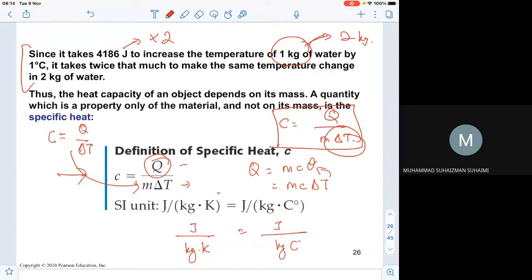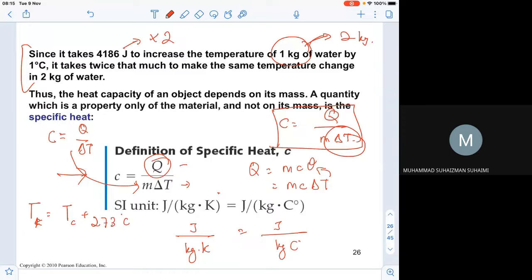Regardless of the scales, because I have proved that if you want to convert to Kelvin, TK is TC plus 273 degrees Celsius.